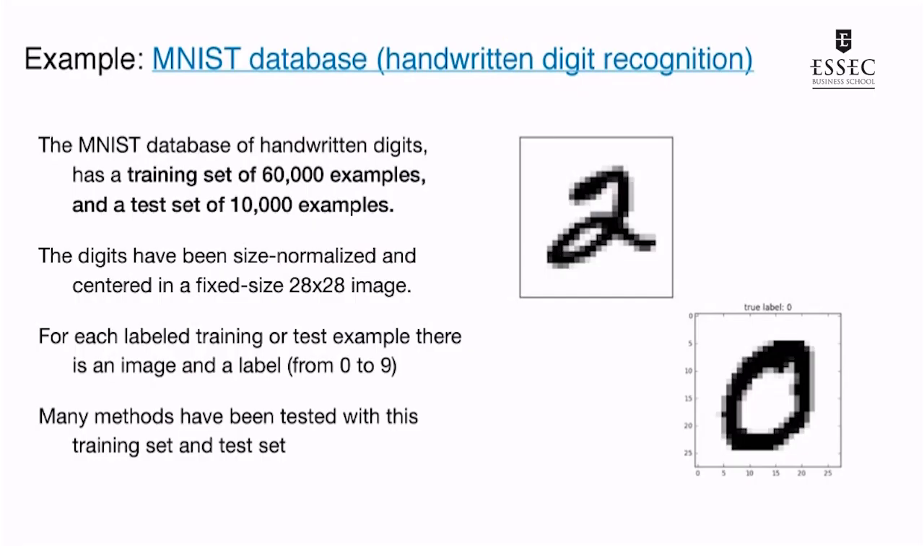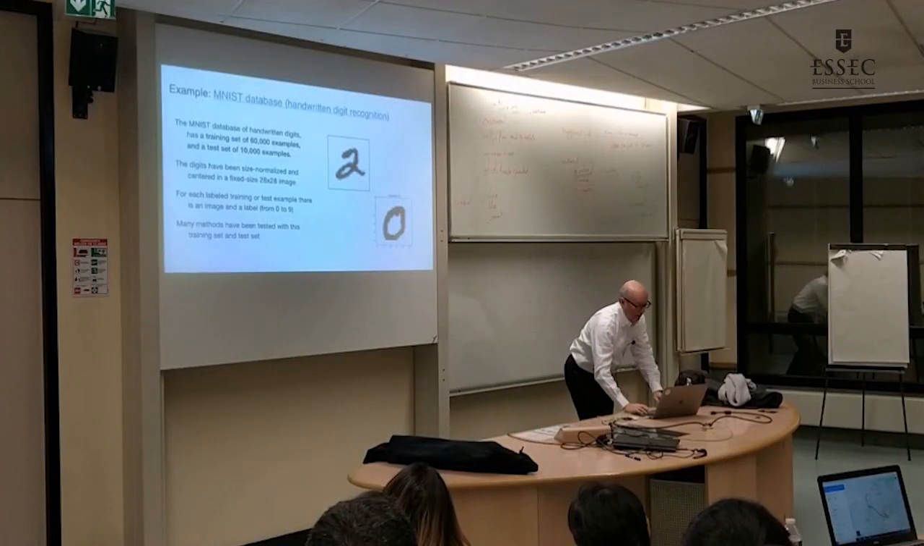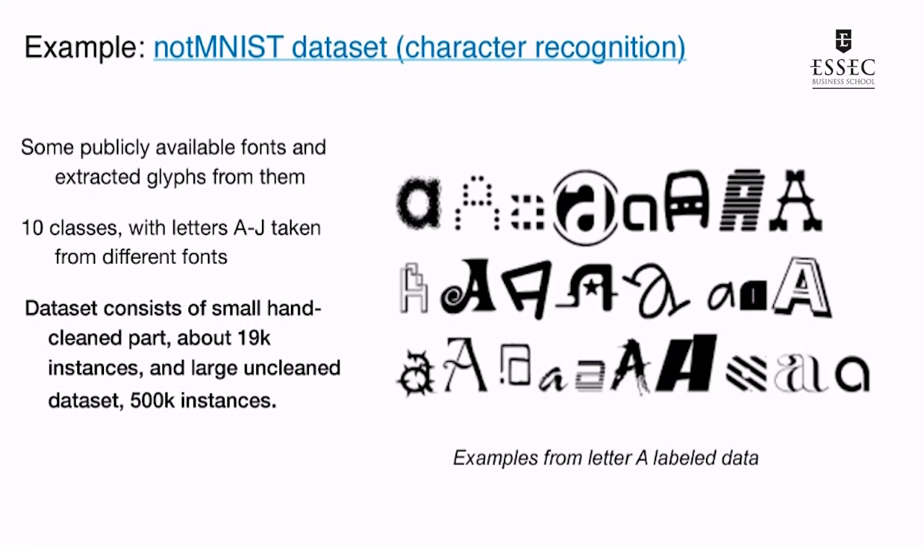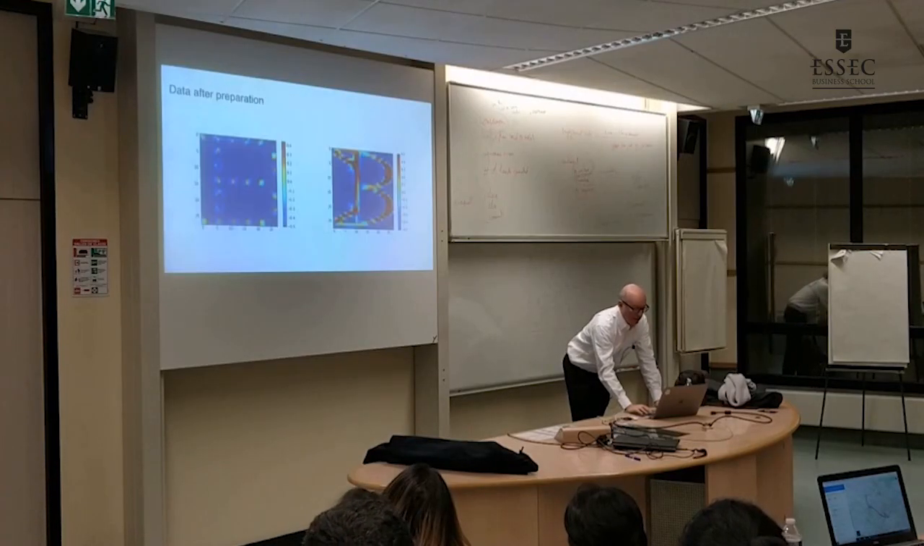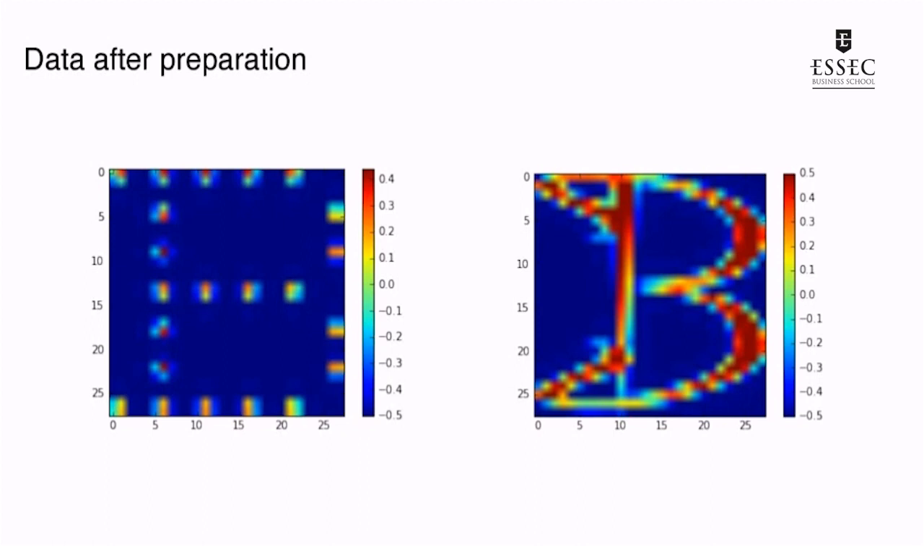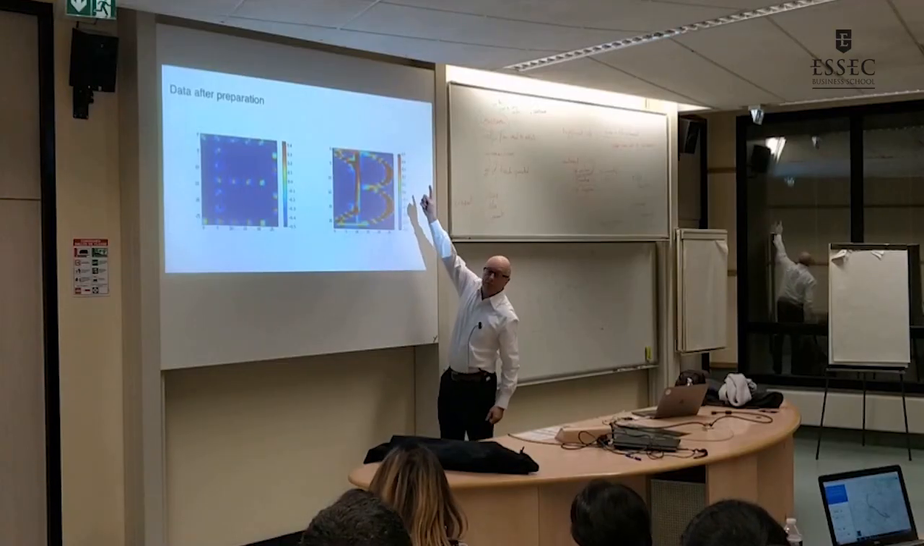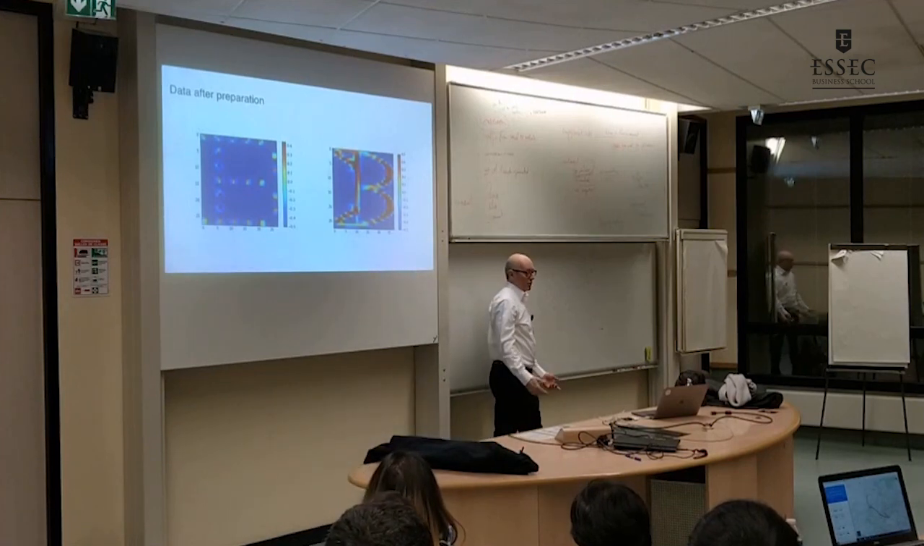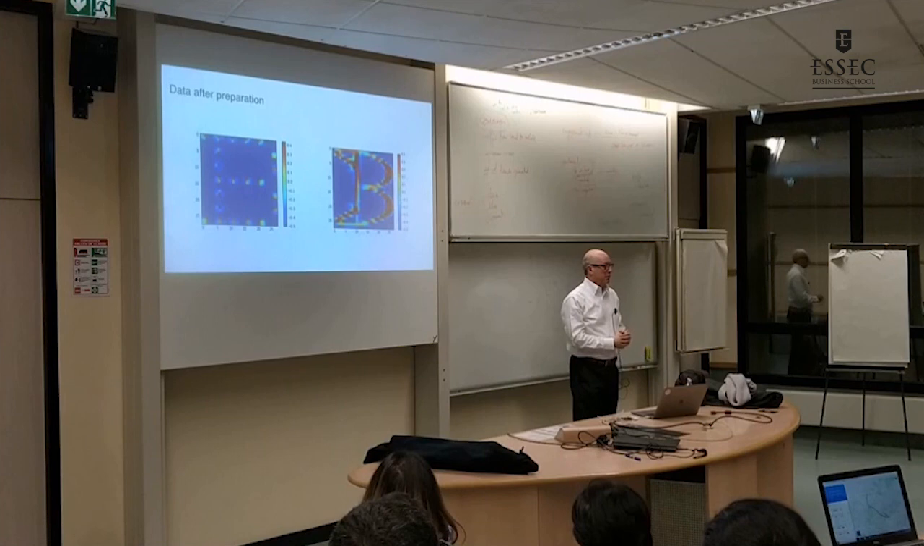Let me show you some data sets that people have been using to tune machine learning systems. This is one of the databases for handwritten digit recognition with 60,000 examples. This is a 0, this is a 2. This is another data set with about 500,000 instances. You see letters from A to J with lots of ways to print or display them. These are test sets that people have been using. Usually the preparation of the data means putting the data in squares, with values from -0.5 to +0.5, as we have seen before, having zero mean value.